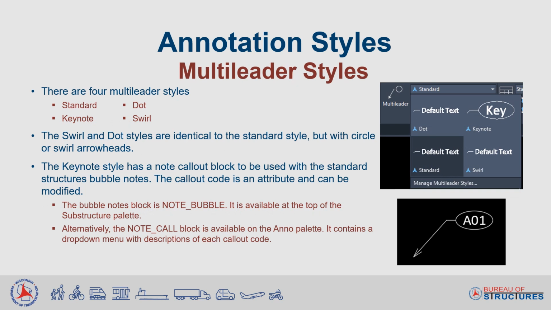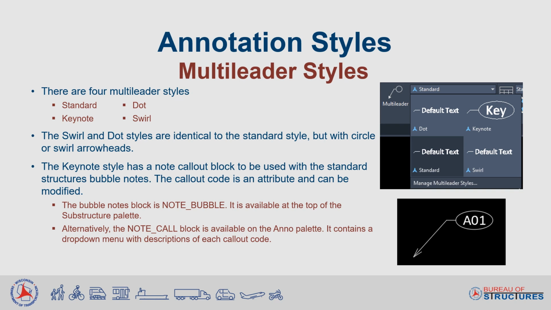There are 4 multi-leader styles in the Structures templates: Standard, Keynote, Dot, and Swirl. The Swirl and Dot styles are identical to the Standard style, but they have circle or swirl arrowheads instead of the standard arrow. The Keynote style has a note callout block to be used with the Standard Structures bubble notes. The callout code is an attribute and can be modified.